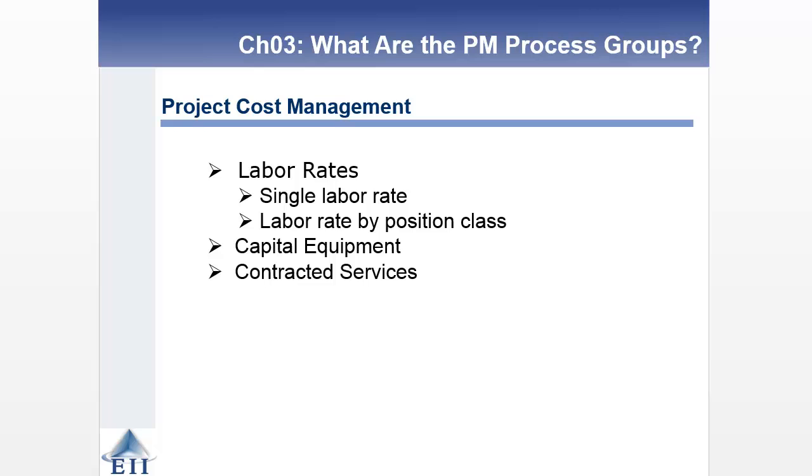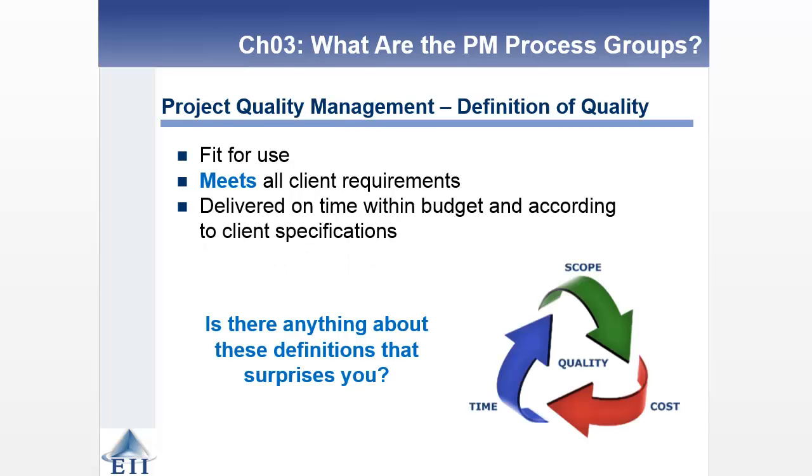You've got 3 principal components here. Your labor rates. What are you paying for your internal labor? What are you paying through contracted labor or contracted services? And then what are your capital outlays in terms of equipment that are going to be necessary to complete a particular project? This is really a kind of limited look at this. We're going to spend a lot more time on cost management when we get to planning. But what you should take from this is that it is one of the 10 knowledge areas, and we're definitely going to spend more time digging into it a little bit later on.